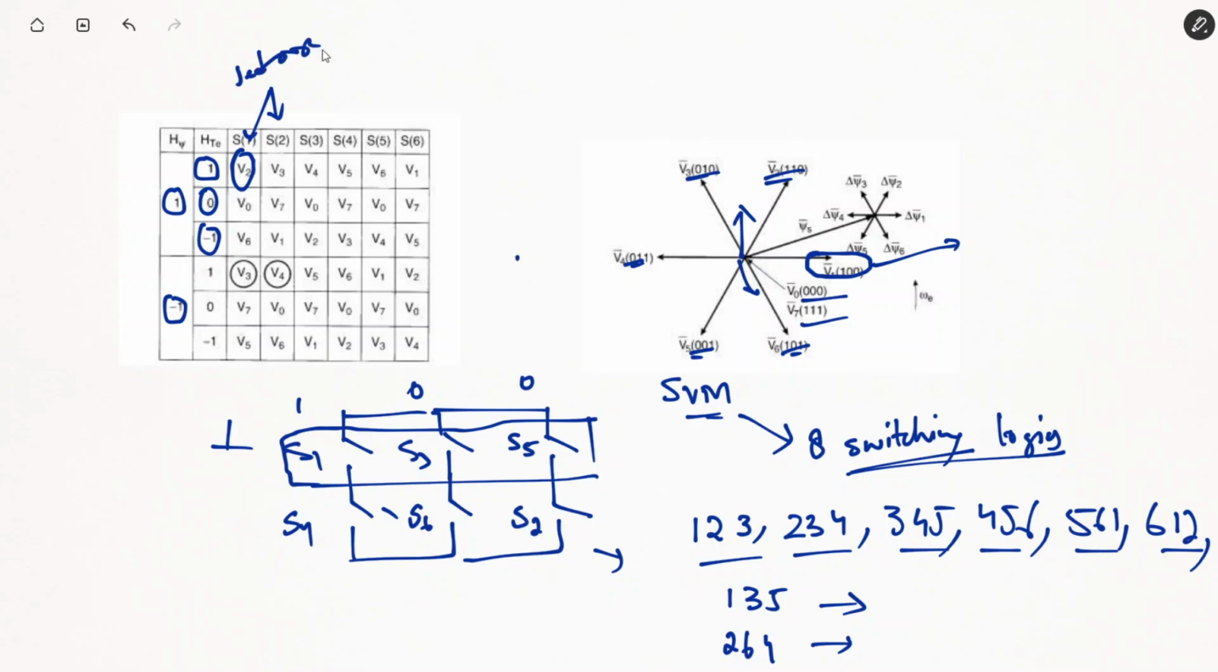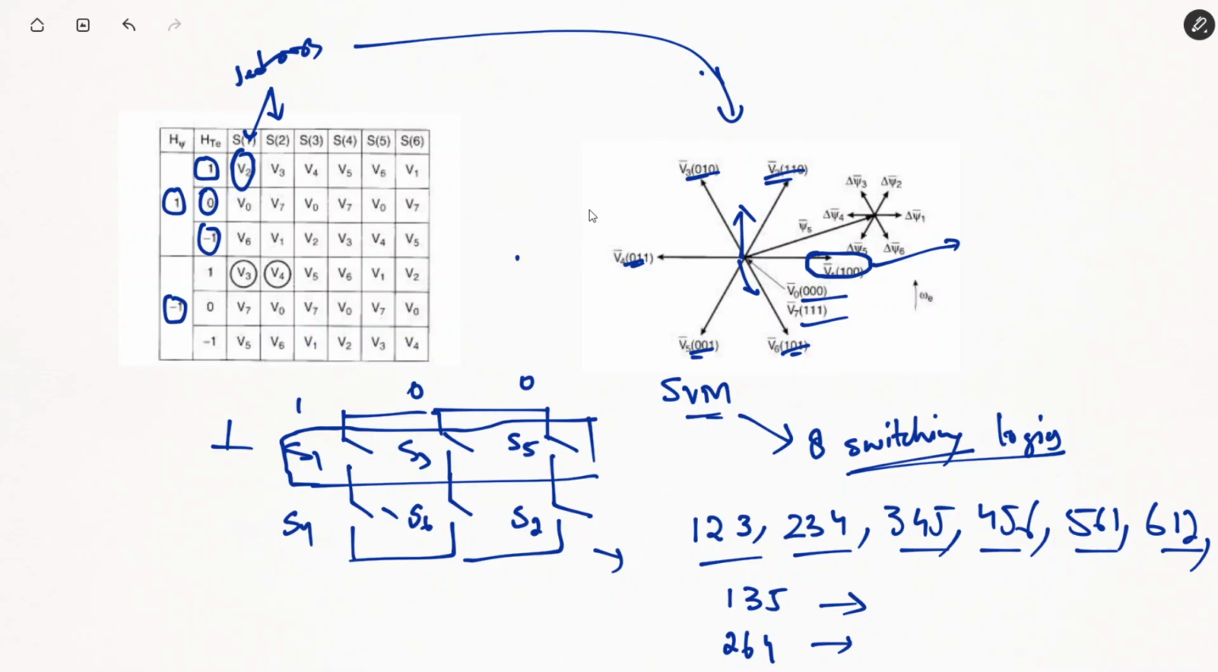Sector basically refers to, in this diagram, there are 6 sectors. 0 to 60 degrees refers to one sector, 60 to 120 degrees refers to another sector. So depending upon what output is coming from the flux control loop, what output is coming from the torque control loop, and also what our present phase is, the phase will define the sector in which our voltage vector is presently, in which space our voltage vector is right now.